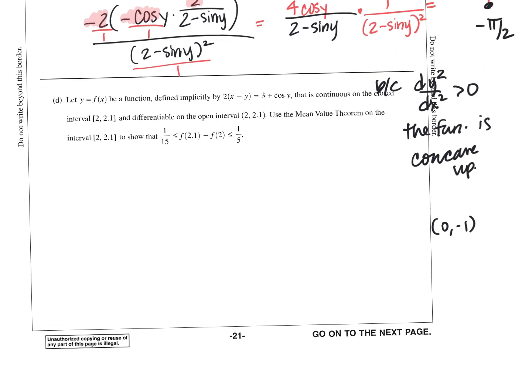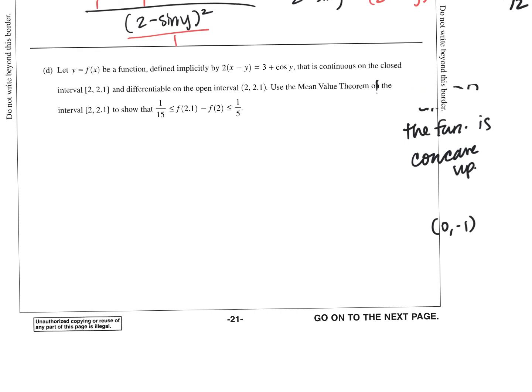Oh, mean value theorem to finish it up. It now says f is a function defined implicitly, we've seen this before, that is continuous on this closed interval and differentiable on this open interval. These are necessary words. Continuous and differentiable are necessary for the mean value theorem to apply. Oh my gosh. Now it says, show that f of 2.1 minus f of 2 is going to be between 1/15 and 1/5.